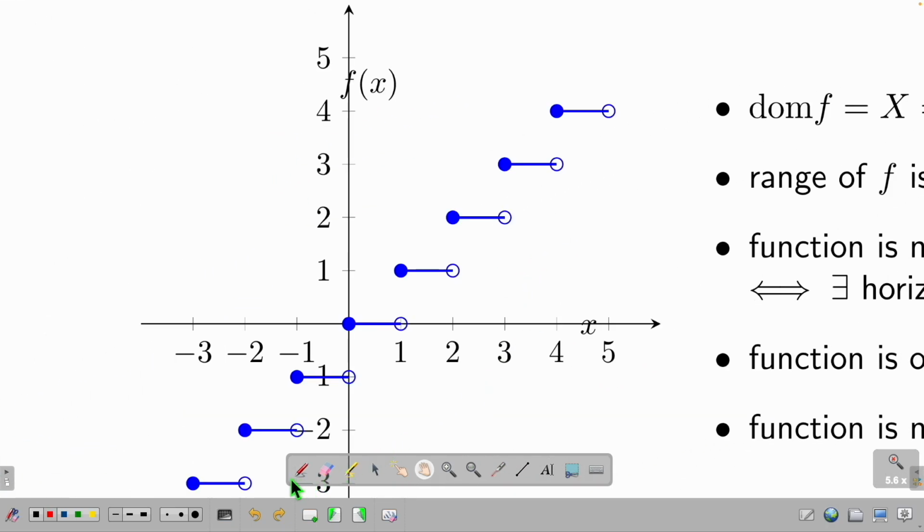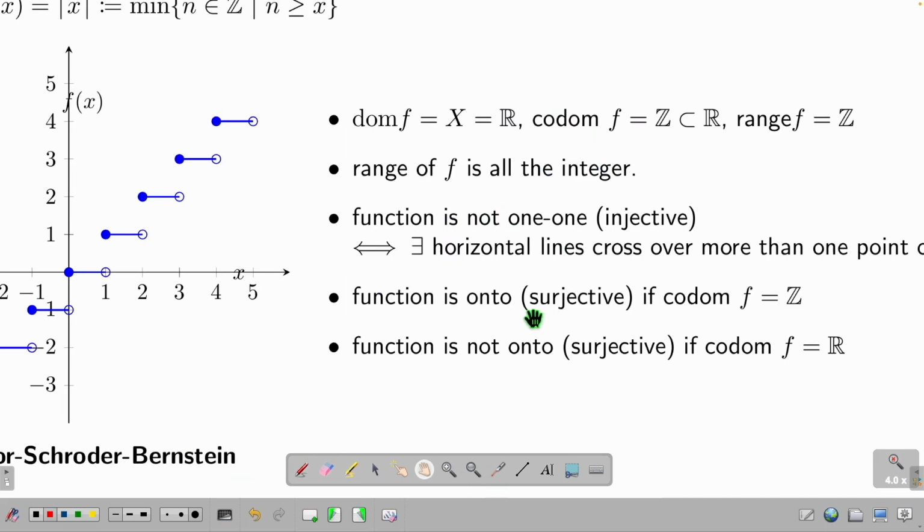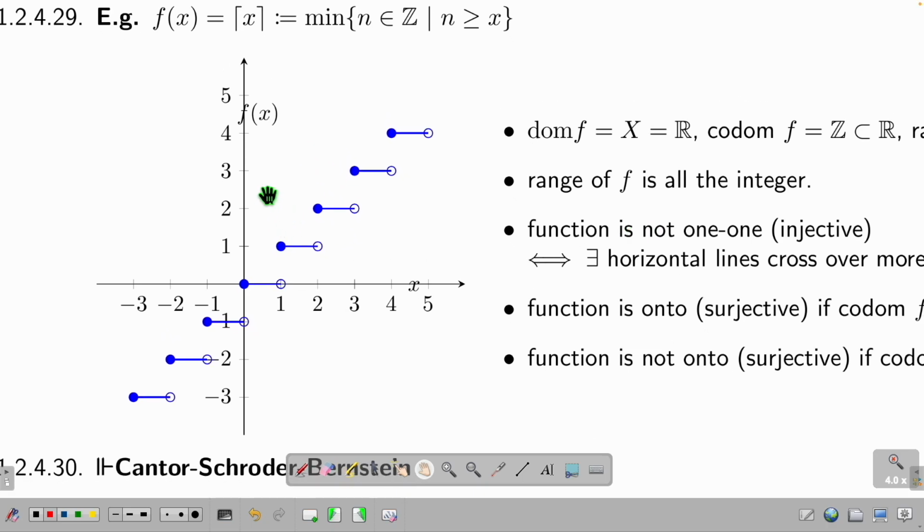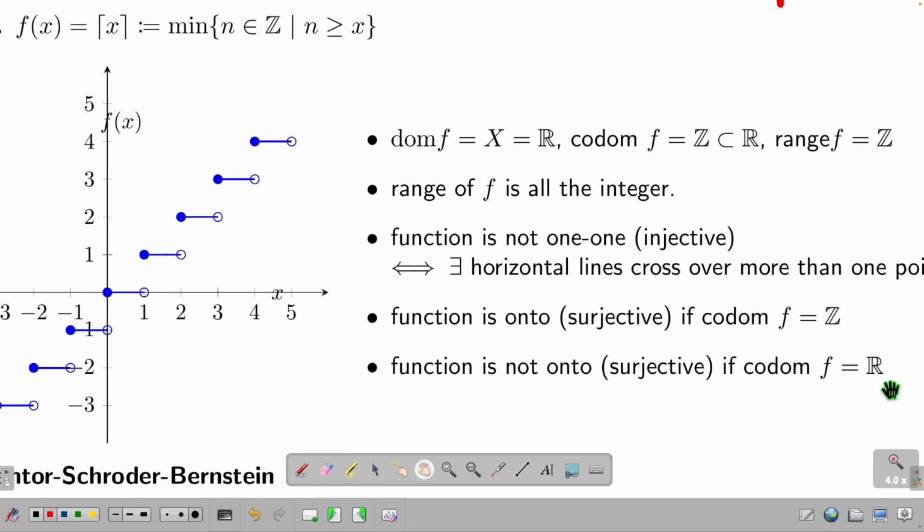Is this surjective? No, because if I have a y value here, 3.5, nothing from x maps to it. So this is not surjective. But it is surjective if I define my codomain as just the integers. That means I can only have integers as my y. Then this is surjective. So it depends on the context. If I define my codomain as the real numbers, then for 3.5 in y, nobody maps to 3.5, so it is not surjective. But if I say that my codomain is the integers, so only 1, 2, 3, 4, 5, -3, -5, then it is surjective.